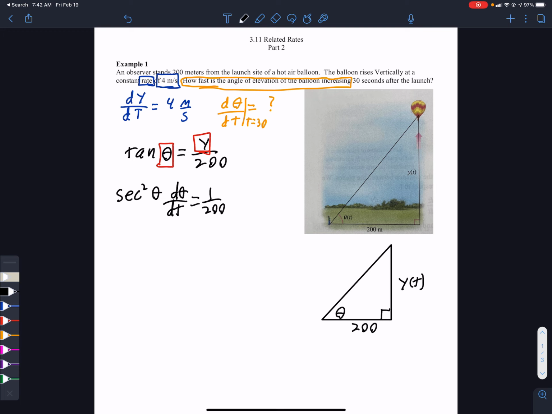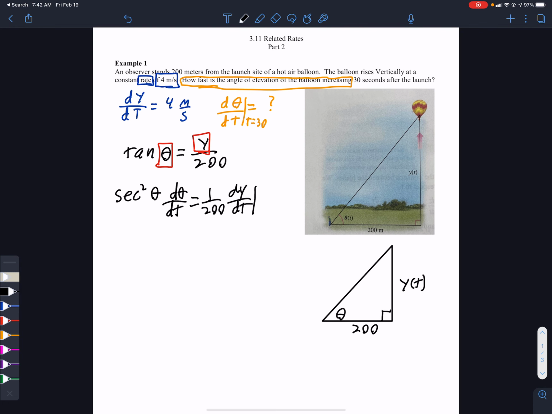So the derivative of y, by definition, is just dy/dt. Okay? So there is our equation that we're going to use. We wanted t to be 30, I should say. So I'm going to rewrite these and say I want this when t is 30. It's kind of hard to see, but we'll deal with that.